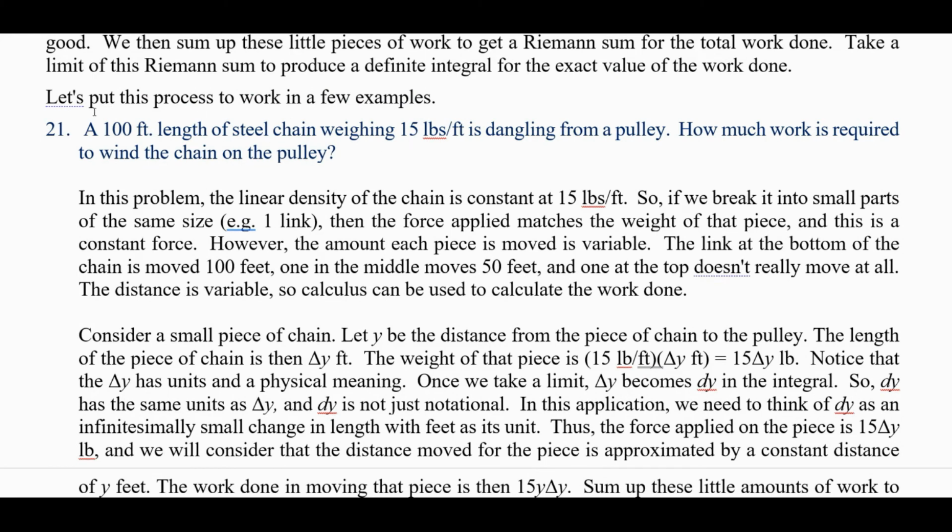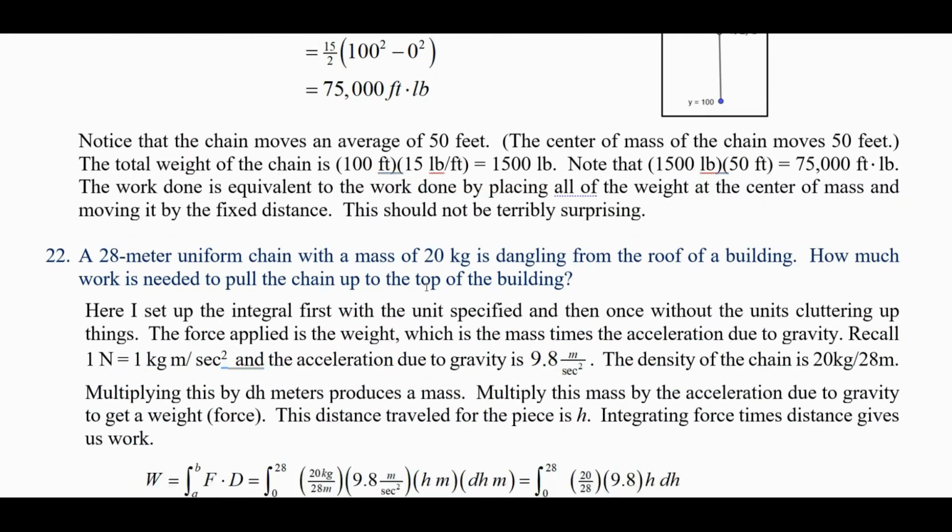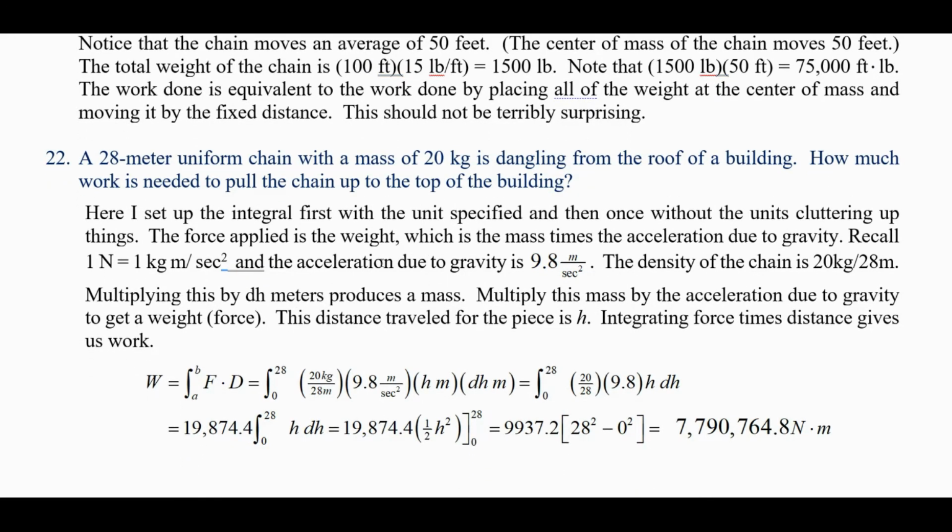Up here we were told a weight per pound, pounds per foot, a weight density, and a length. Here we've got a mass this time. So 20 kilograms is there. So we need to convert that to a force, a weight. So we'll do that. A Newton is a kilogram meter per second squared.